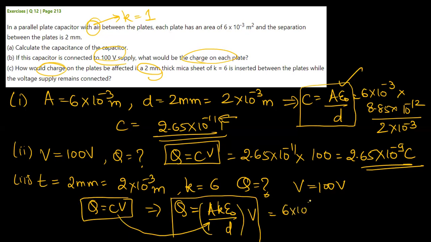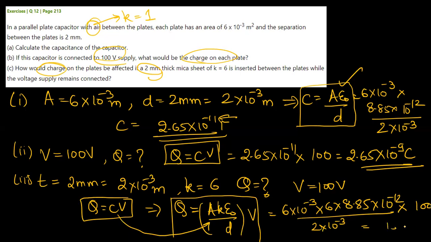6 into 10 raised to minus 3 into 6 into 8.85 into 10 raised to minus 12 into voltage is 100 divided by D. D is 2 into 10 raised to minus 3. So just solve this. You get the answer for the charge, that is 15.9 into 10 raised to minus 3 coulomb. That will be your answer on solving this.